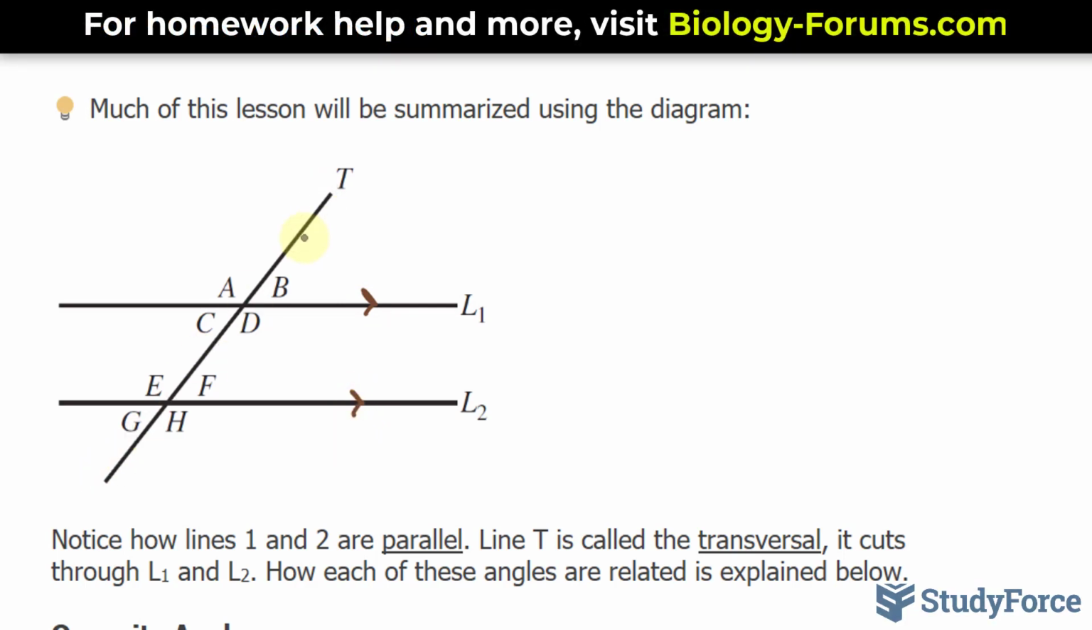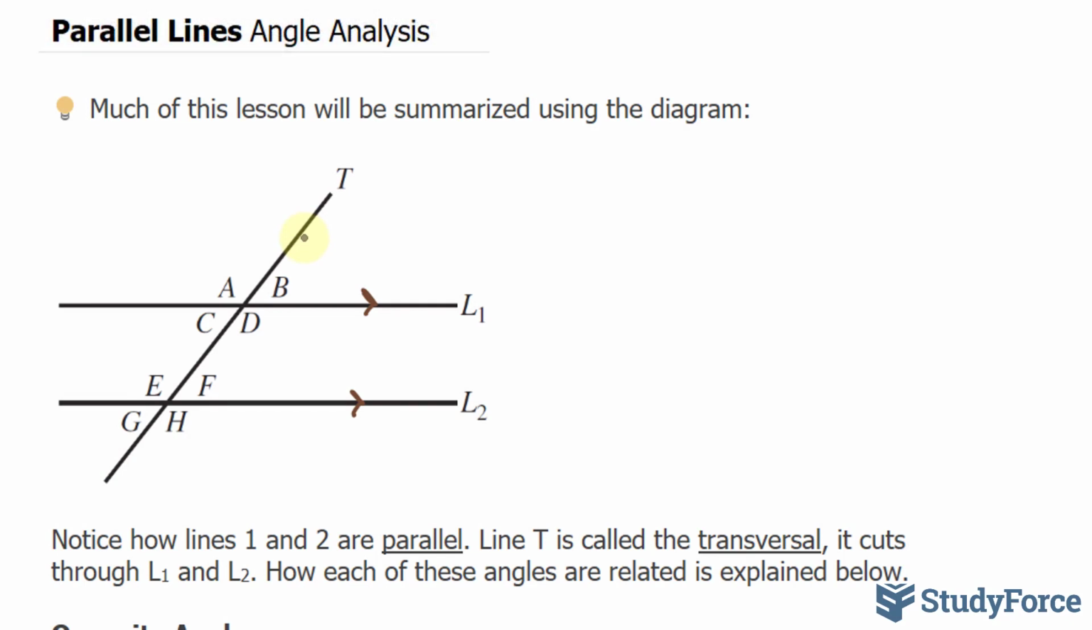This line, which we'll call the transversal, cuts through these two parallel lines, and this forms 8 angles: A, B, C, D, E, F, G, and H. How each of these angles are related is explained below.